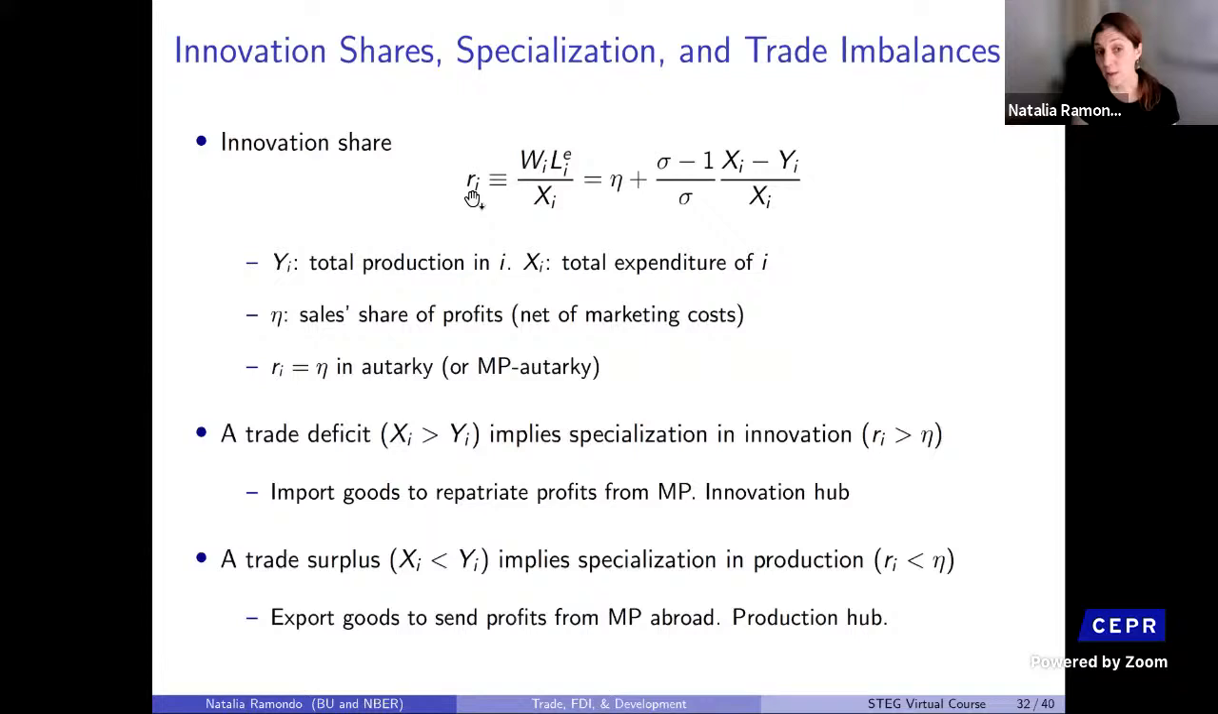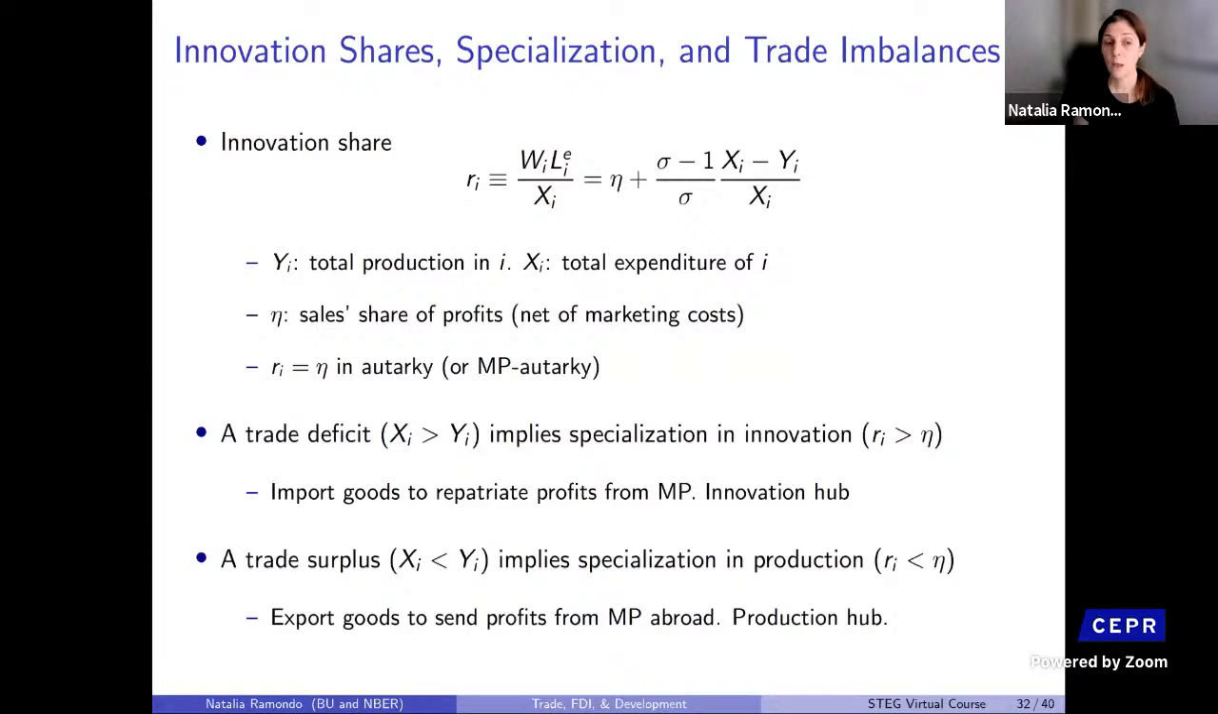Other countries will specialize in production and sell goods to the rest of the world. So they will have Y bigger than X, a trade surplus, okay? They're going to be production hubs, export goods and then send profits of multinationals abroad. Think Ireland, for instance. And why are they production hubs? Well, they're relatively more productive in production, but also they are centrally located, say to serve the EU. So all these forces are in play and they shape this innovation rate.